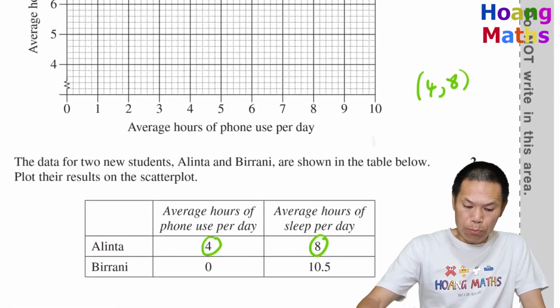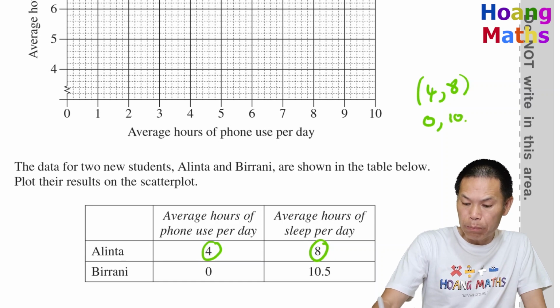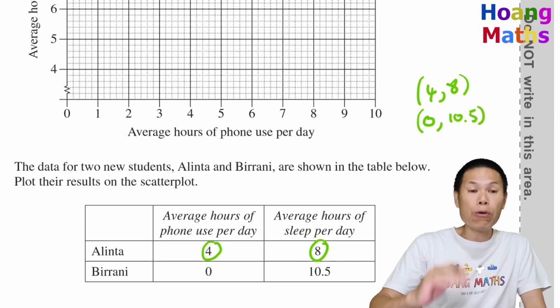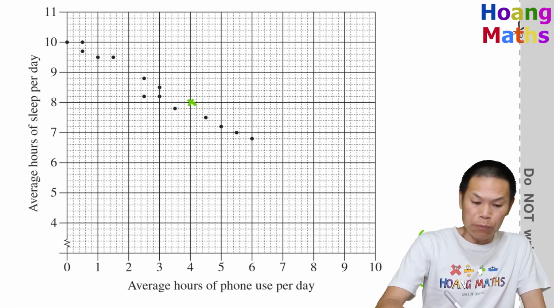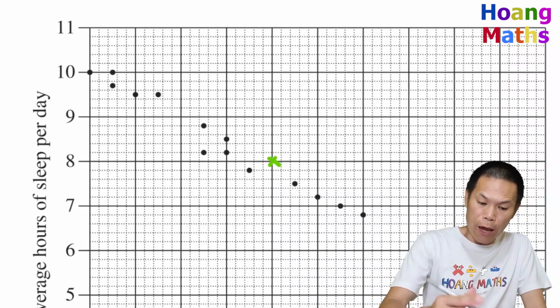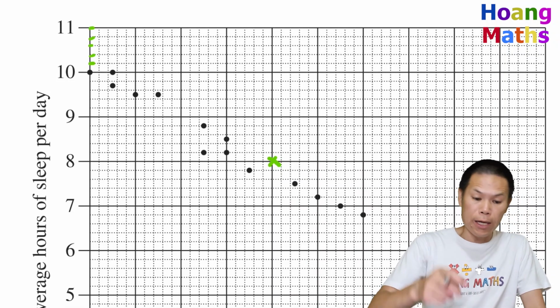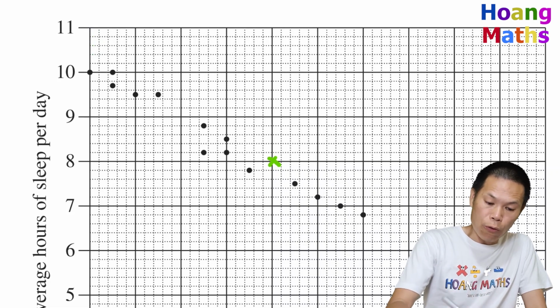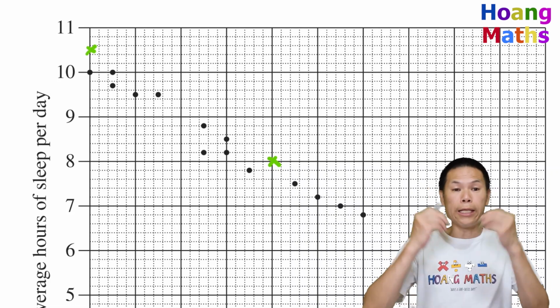Now for Birani, we have (0, 10.5). So horizontally 0 and vertically up 10.5. So we have 1, 2, 3, 4, 5, going up by 0.2. So therefore 0, 0.2, 0.4. So halfway is 0.5. So let me just do a cross. So there you go. So that is 10.5.